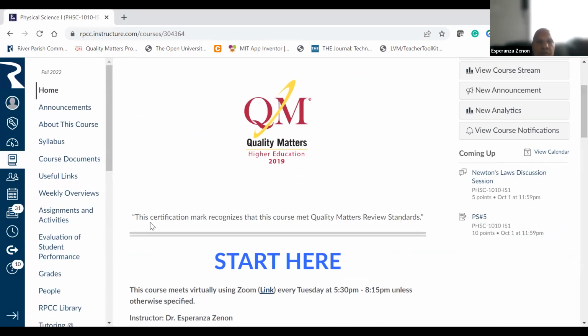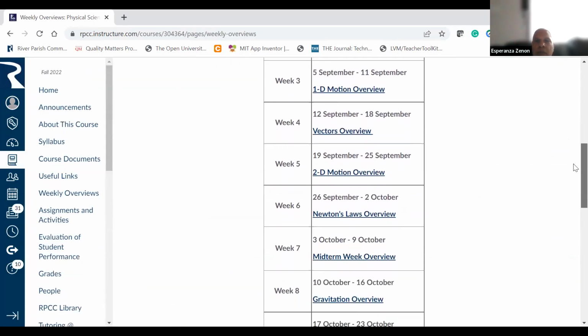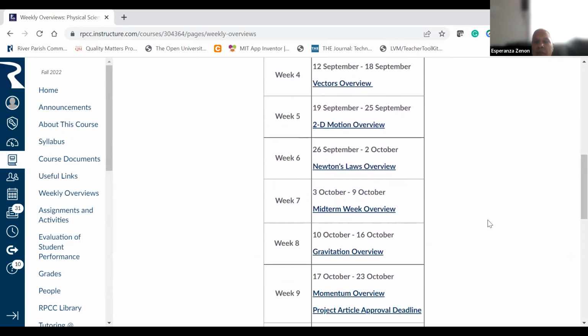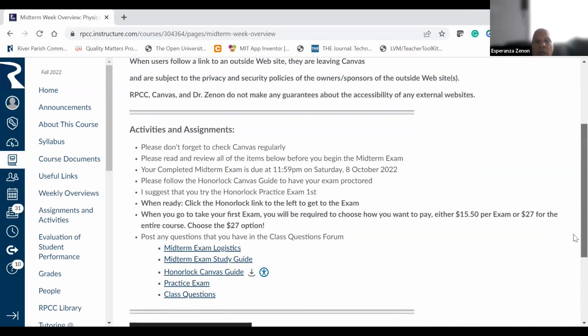So let's take a look at the weekly overviews real quick. You can see from these weekly overviews that next week is the midterm week, just for your information, and I will post an announcement as a reminder. The midterm will open on the 1st and it's due on the 8th. Because next week is midterm week for you, we won't actually have a class meeting, but I will post announcements.